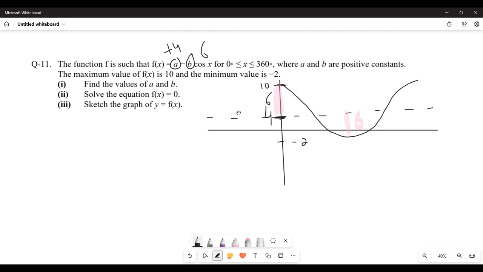So what's being added is what is related to the central line. So a is being added and the central line is at 4. So a is 4. The graph has gone 4 units up as compared to the original graph of the cos function. And then the amplitude is 6. So b will be 6.